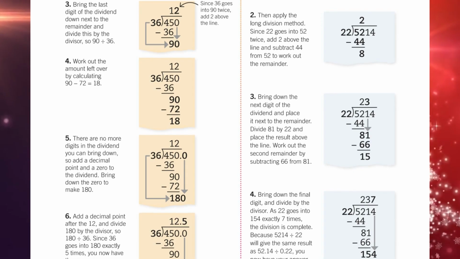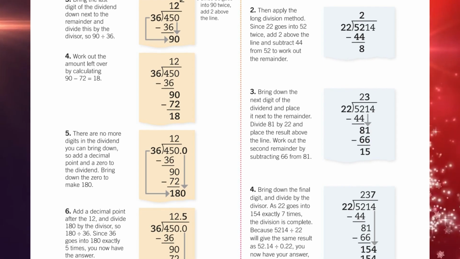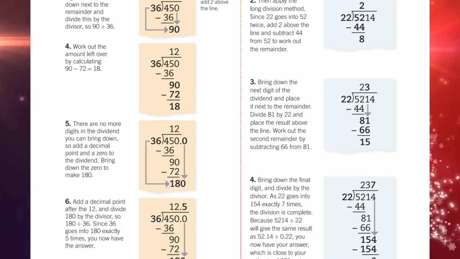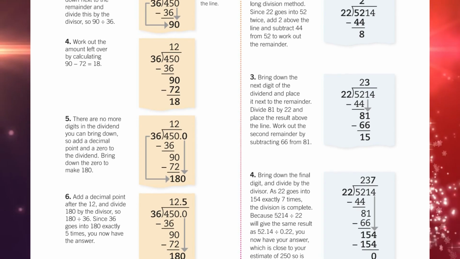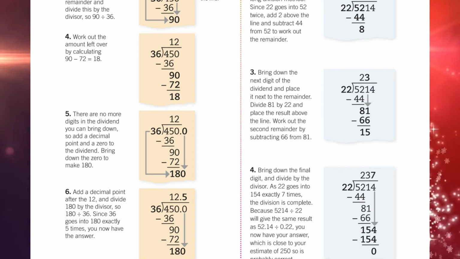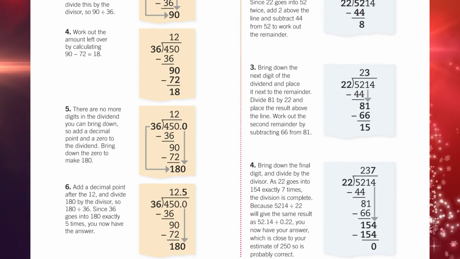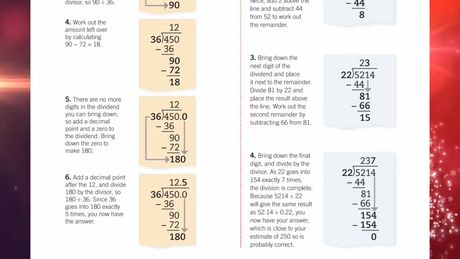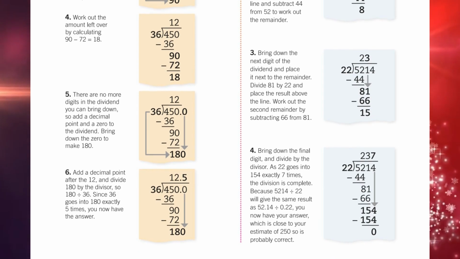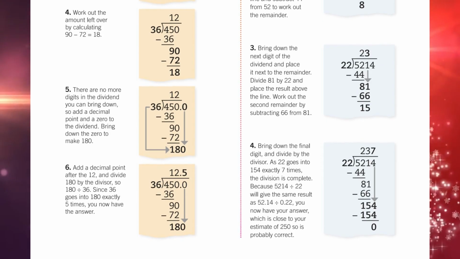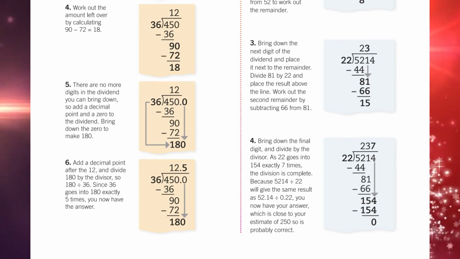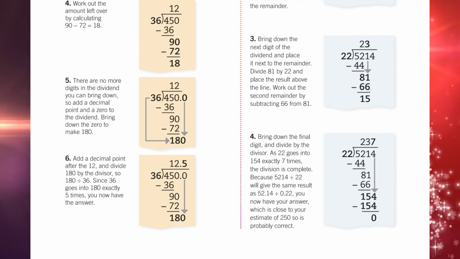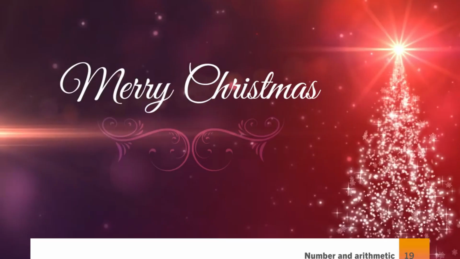5. There are no more digits in the dividend you can bring down, so add a decimal point and a 0 to the dividend. Bring down the 0 to make 180. 6. Add a decimal point after the 12 and divide 180 by the divisor, so 180 divided by 36. Since 36 goes into 180 exactly 5 times, you now have the answer.